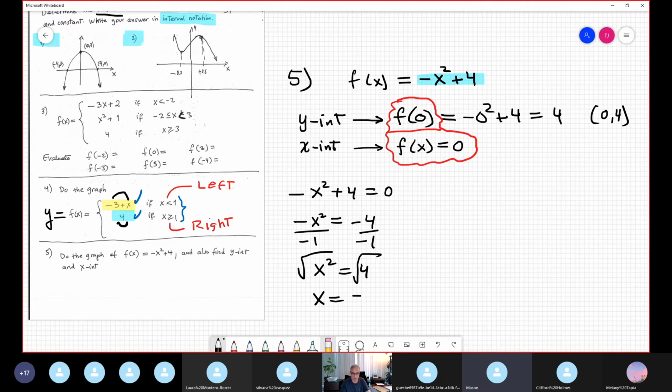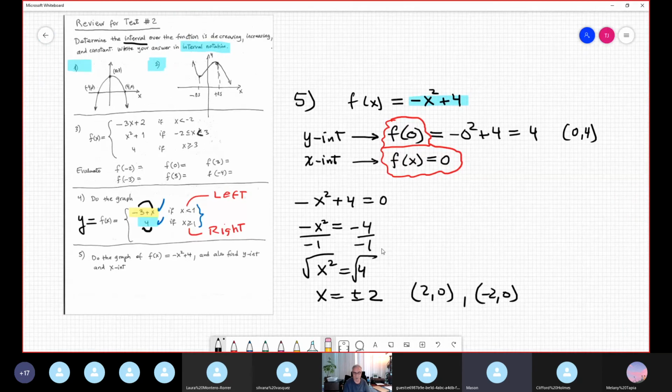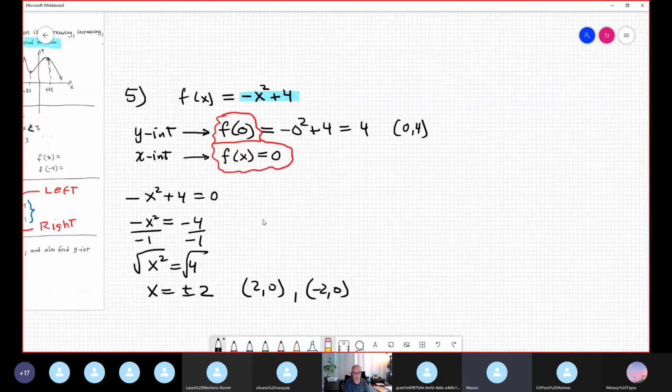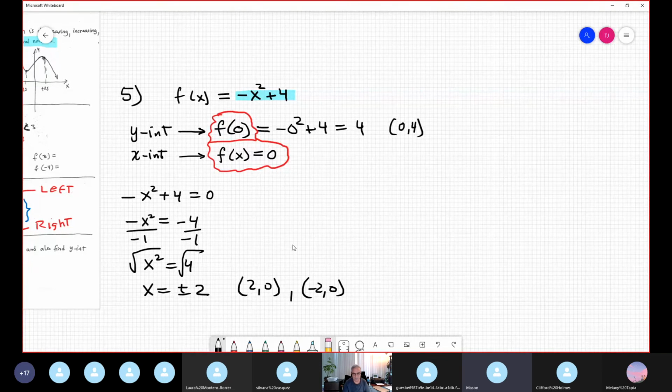X is equal to plus and minus 2. Don't forget plus and minus. You have two intercepts, two x-intercepts. It's exactly as expected: 2,0 and negative 2,0. Why is it expected? Because the parabola opens down, and I suppose that the parabola crosses the x-axis at 2 points.